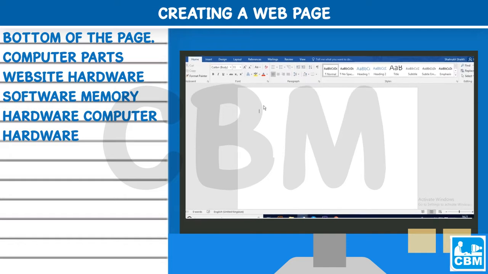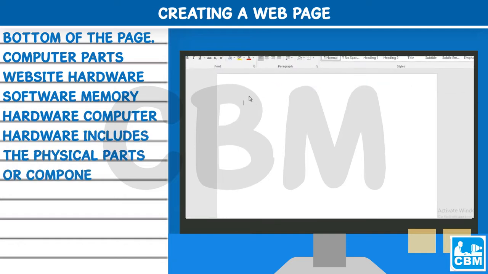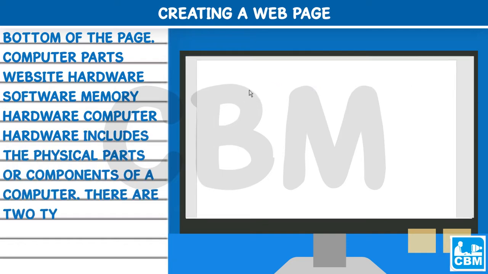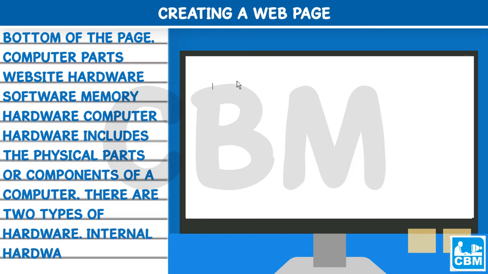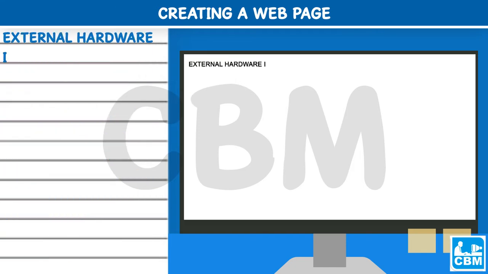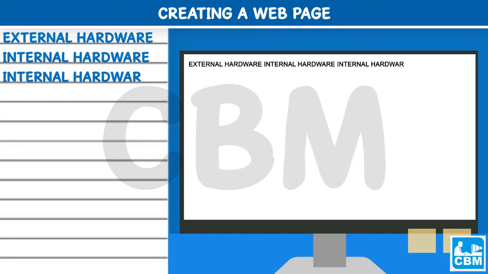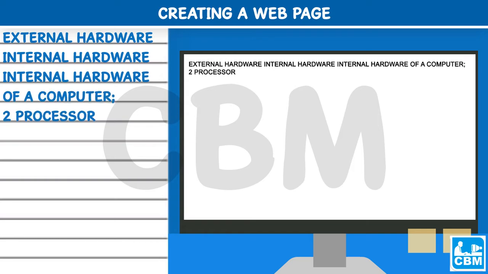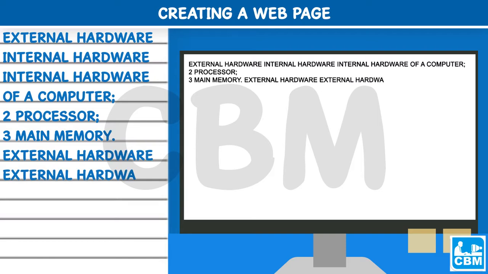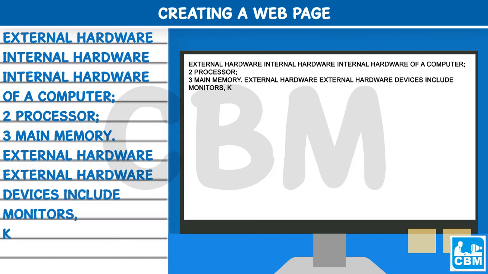Computer hardware includes the physical parts or components of a computer. There are two types of hardware: internal hardware, external hardware. Internal hardware of a computer includes the motherboard, processor, and main memory. External hardware devices include monitors, keyboards, mouse, printers.